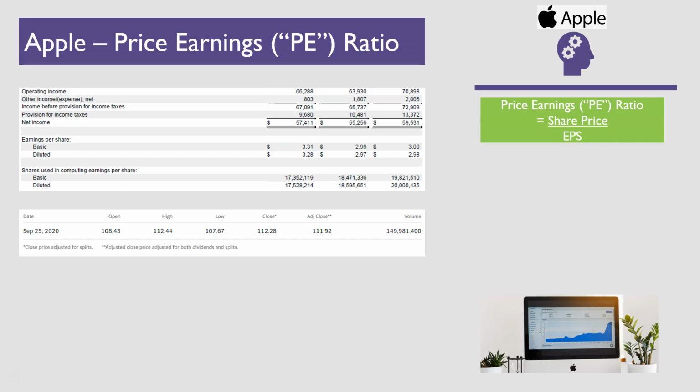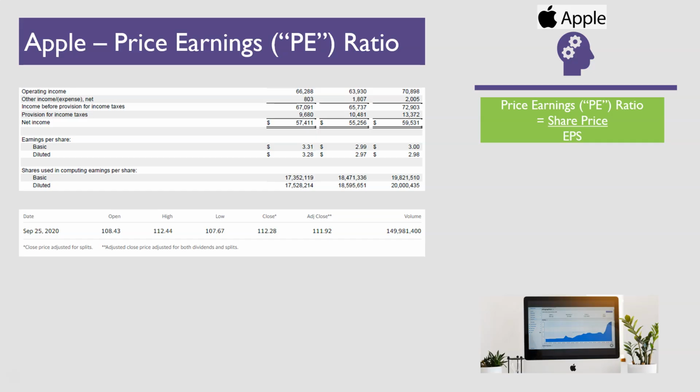So, what is the price earnings ratio, or PE ratio for short? The PE ratio relates a company's share price to its earnings per share. As an example, a high PE ratio could mean that a company's stock is overvalued, but it could also mean that investors are expecting significant growth in the future.